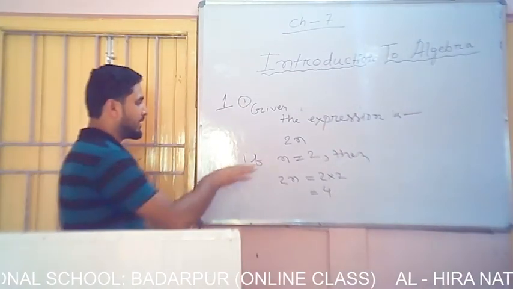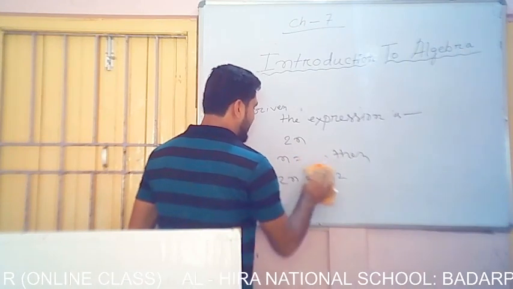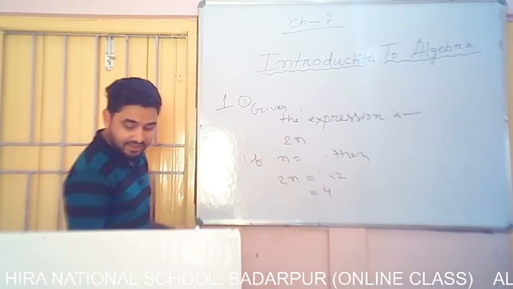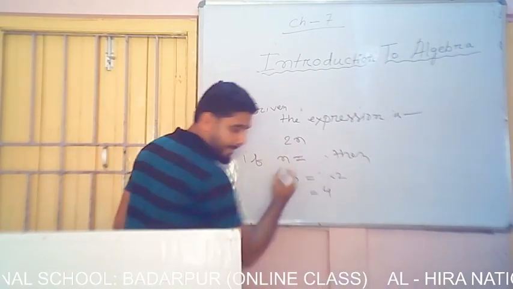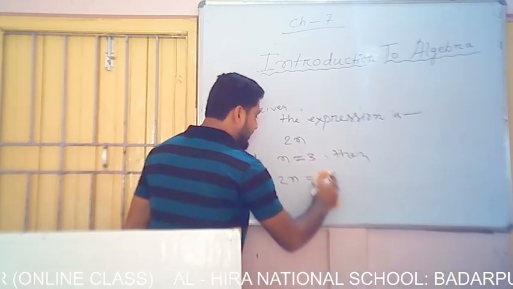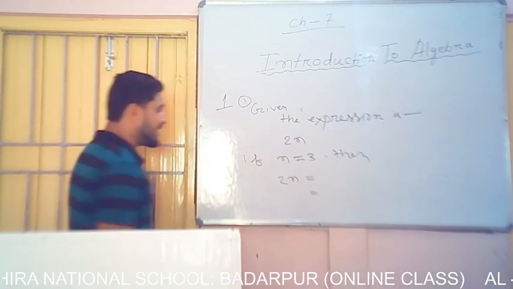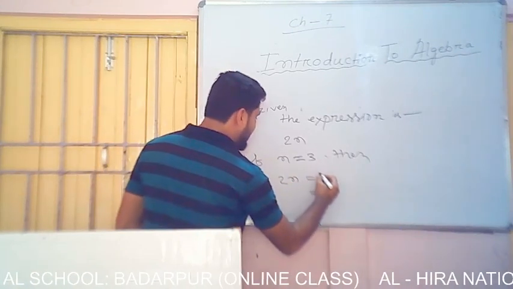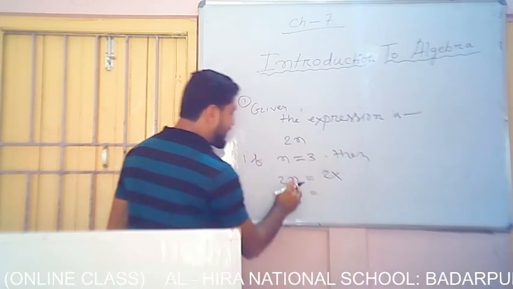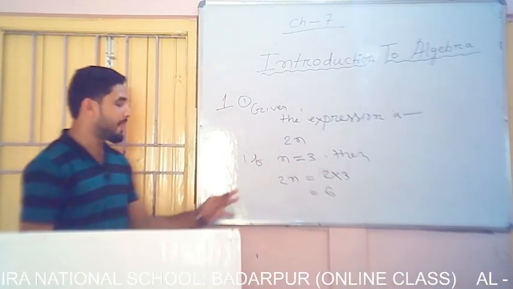Now you write in the next portion, again you write, after 4, if n equals 3. If n equals 3, then we should find the value of the expression. That means 2 into, in place of n I can write 3. That means 3 2s are 6. So it is the second answer.